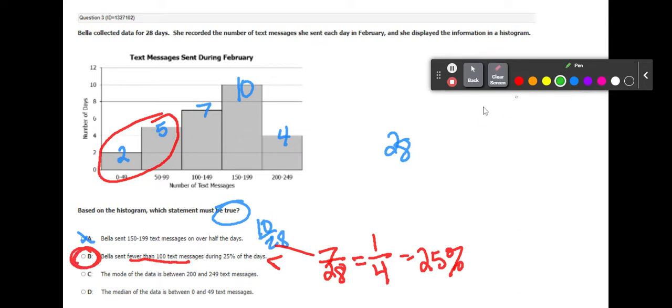I'm just going to check the other ones to be sure. The mode is between 200 and 249. Okay, so that would be way over here. We can't tell the mode based on a histogram because we don't know which data occur the most often. The median we can tell, but it's definitely not going to be between 0 and 49. That's too far. It's going to be somewhere in the middle, right? So definitely going to be B for this one.